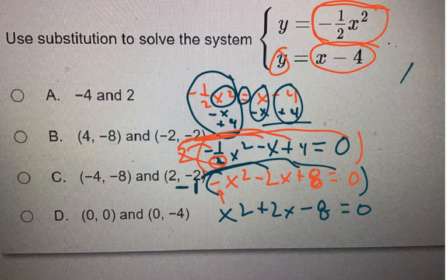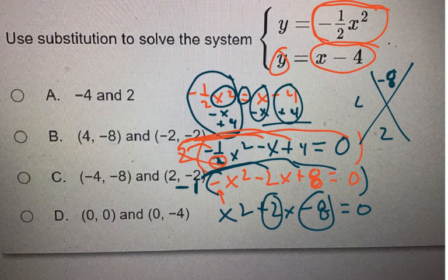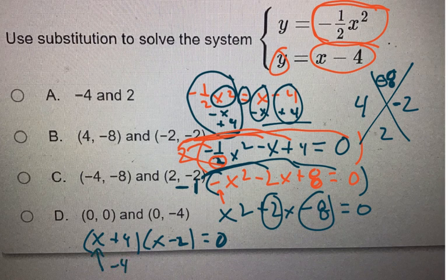Now I'm ready for the x method. I notice I have a negative 8 for my product and a positive 2 for my sum. I know that 4 times 2 is 8. To get this negative but also get 2, I need to do 4 minus 2. So now I know x plus 4 and x minus 2 has to equal 0. And that means negative 4 and 2 are my roots, right?